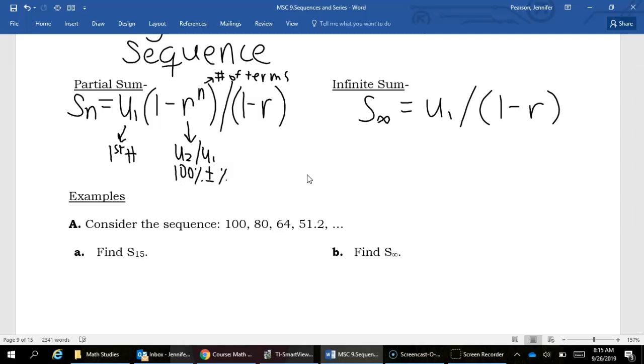Since I have U1 and R labeled in the previous formula, I'm not going to label them now, but I'm going to talk about when this formula can be used. This formula only works for decreasing geometric sequences.